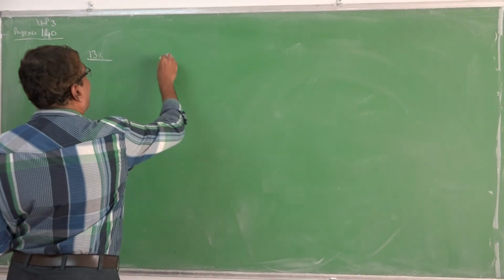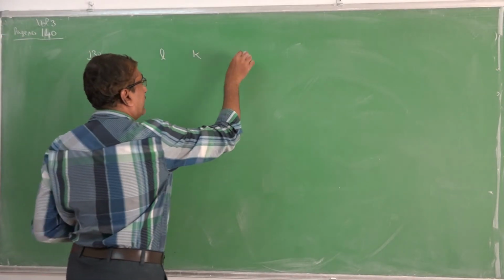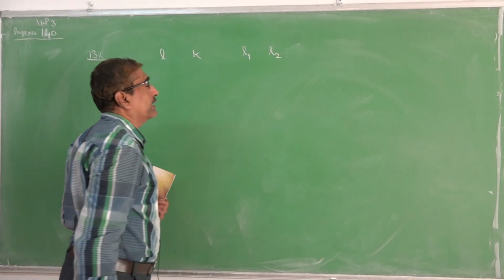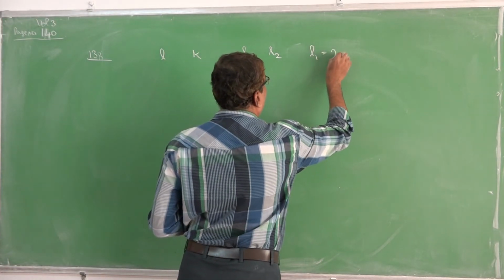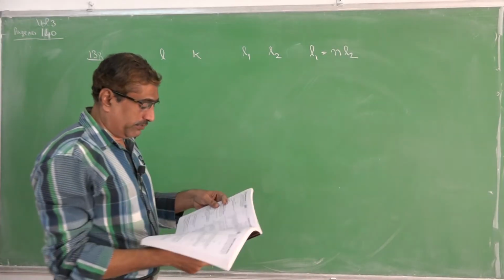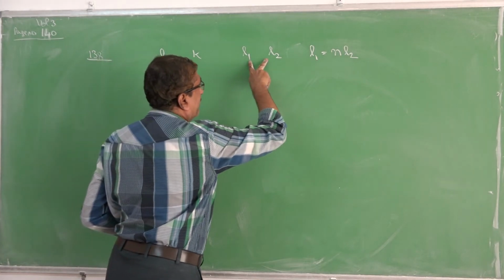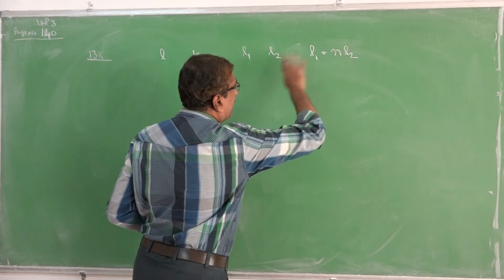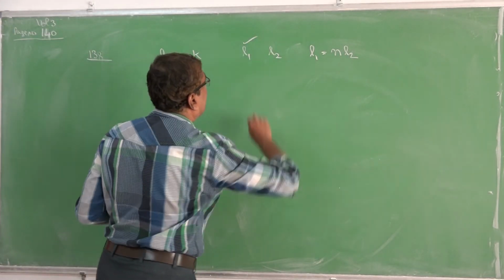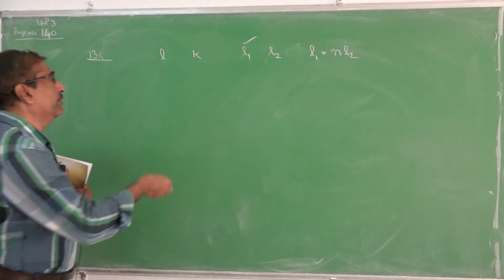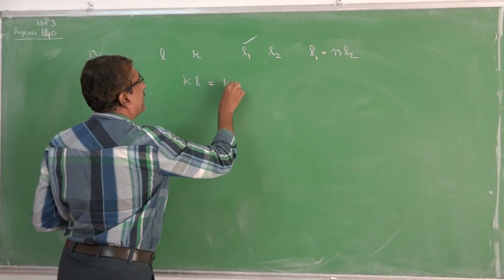So a spring of length L and force constant K is cut into two parts of lengths L1 and L2 such that L1 is equal to N L2. Then the force constant of the part of length L1? Now as you know, KL is constant. So K into L is equal to K1 into L1.